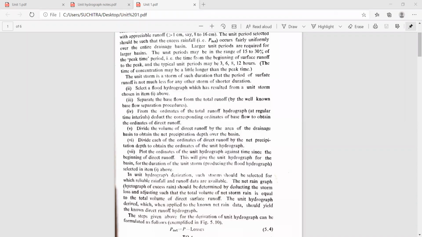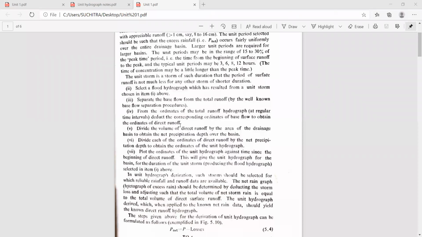Now the second step is to separate the base flow from the total runoff. Whatever the total runoff, you have to deduct the base flow from the observed flood hydrograph by the well-known base flow separation procedure. We know the 3 or 4 methods by which we can separate the base flow component from the total hydrograph. Now, from the ordinates of the total runoff hydrograph at regular intervals, deduct the corresponding ordinates of the base flow to obtain the ordinates of direct runoff.